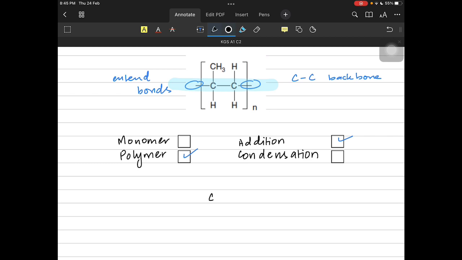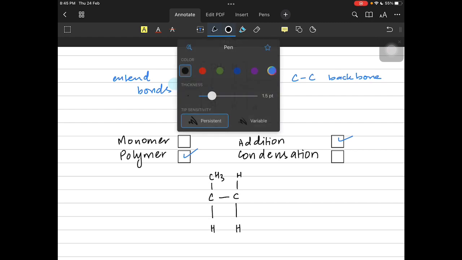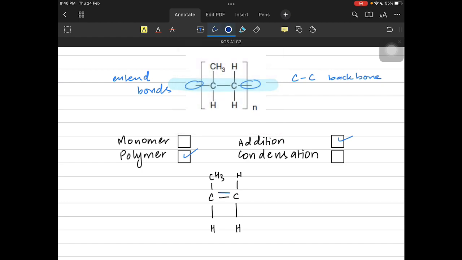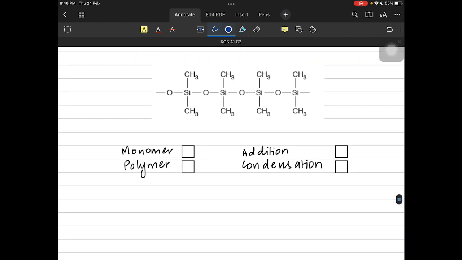Over here, we draw the monomers by copying this segment. So CH3, H on the top, H on the bottom is exactly copied. And in order to complete the monomer, we draw a carbon-carbon double bond because the monomers, in the case of addition polymers, have a carbon-carbon double bond. So remove the extended bonds and make the carbon-carbon double bond.